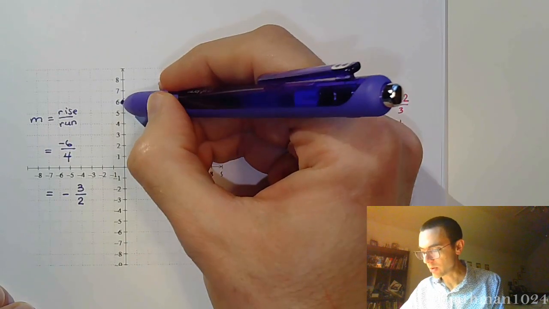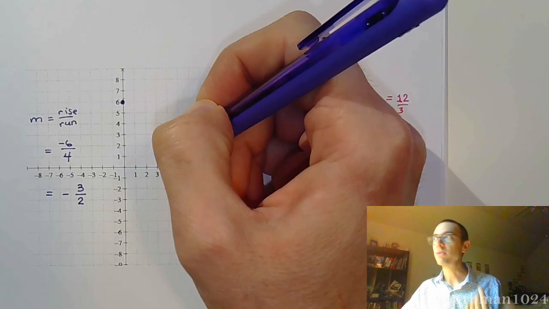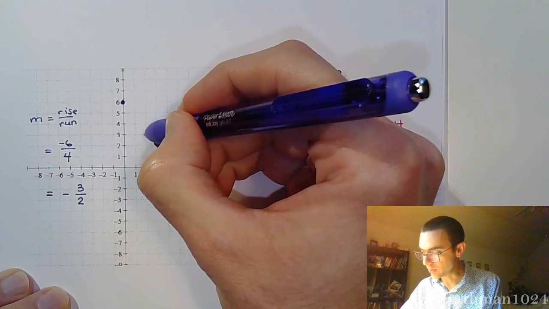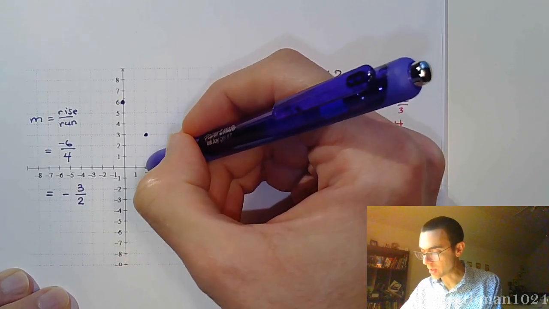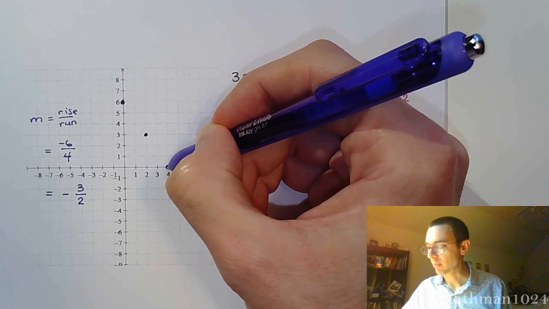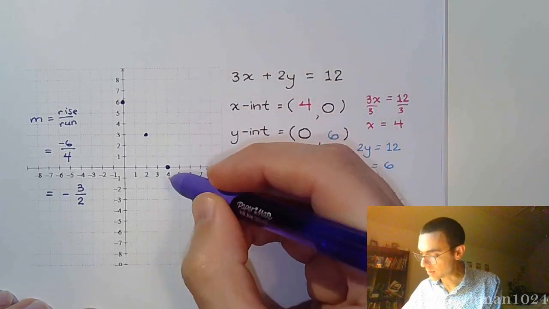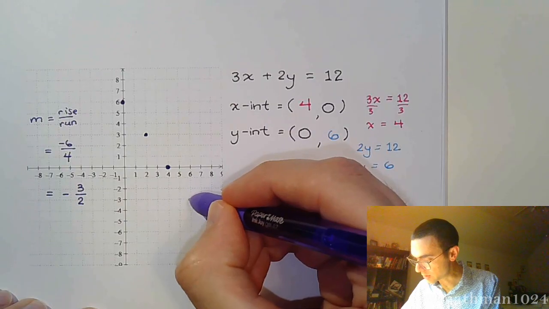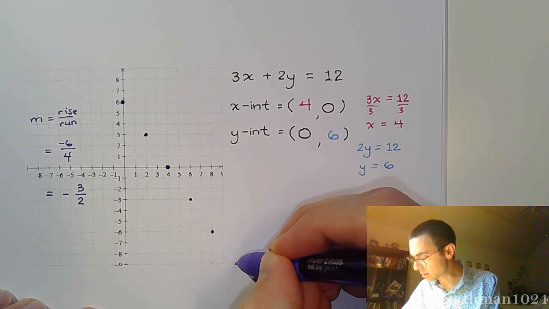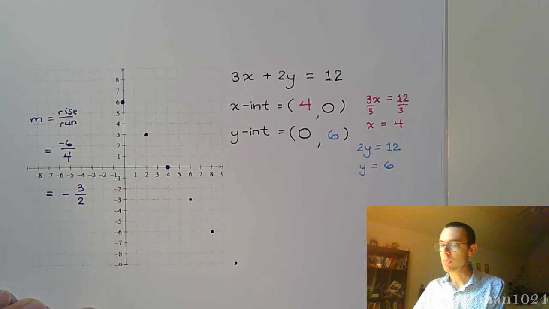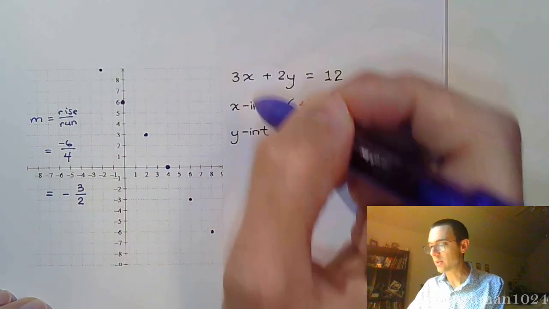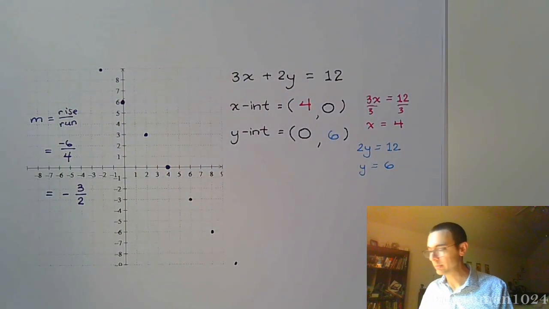Now watch how this gets put into action. If I go from here, I should land at this point as long as I follow the slope. So go down 3, to the right 2, there should be another point. Go down 3, to the right 2, and there I am, back on the x-axis, back at my x-intercept. So let's keep doing this. Down 3, to the right 2, down 3, over 2, down 3, and just a bit off. Okay? And we can go up 3, to the left 2 to maintain that pattern.